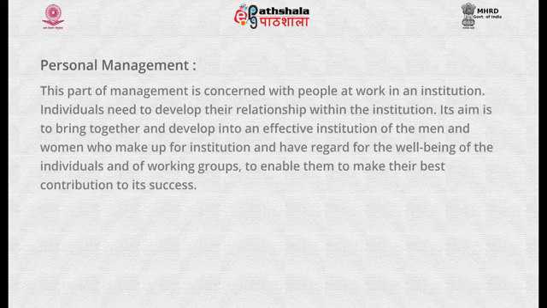This part of management is concerned with the people at work in an institution. Individuals need to develop their relationship within the institute. Its aim is to bring together and develop into an effective institution the men and women who make up the institution, and have regard for the well-being of the individuals and of working groups to enable them to make their best contribution to its success.